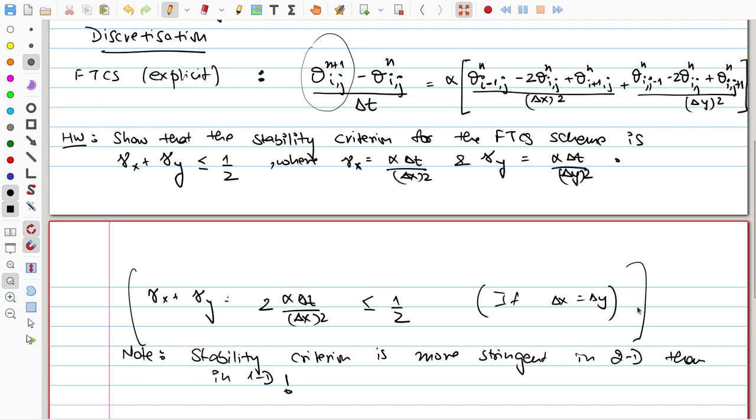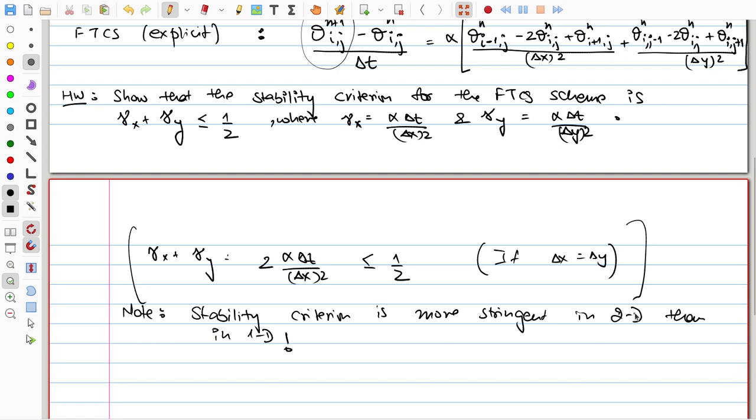So that's all for forward time center space. Stability done. Truncation error, for now we already have an intuition that it's center in space. So that means its order delta x squared and delta y squared, and it's forward in time, so it's delta t.